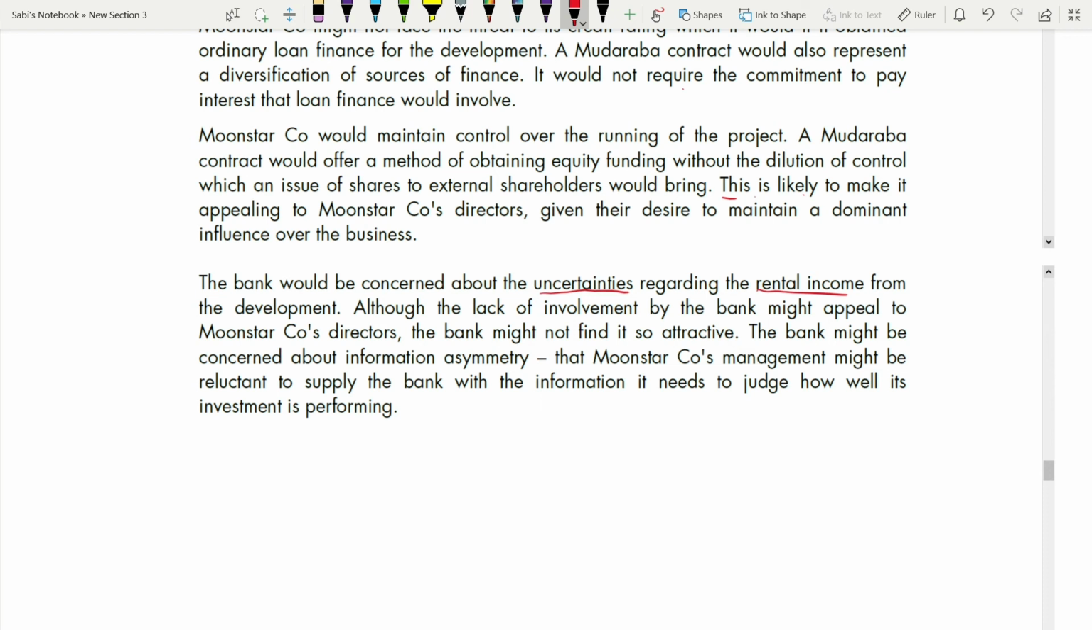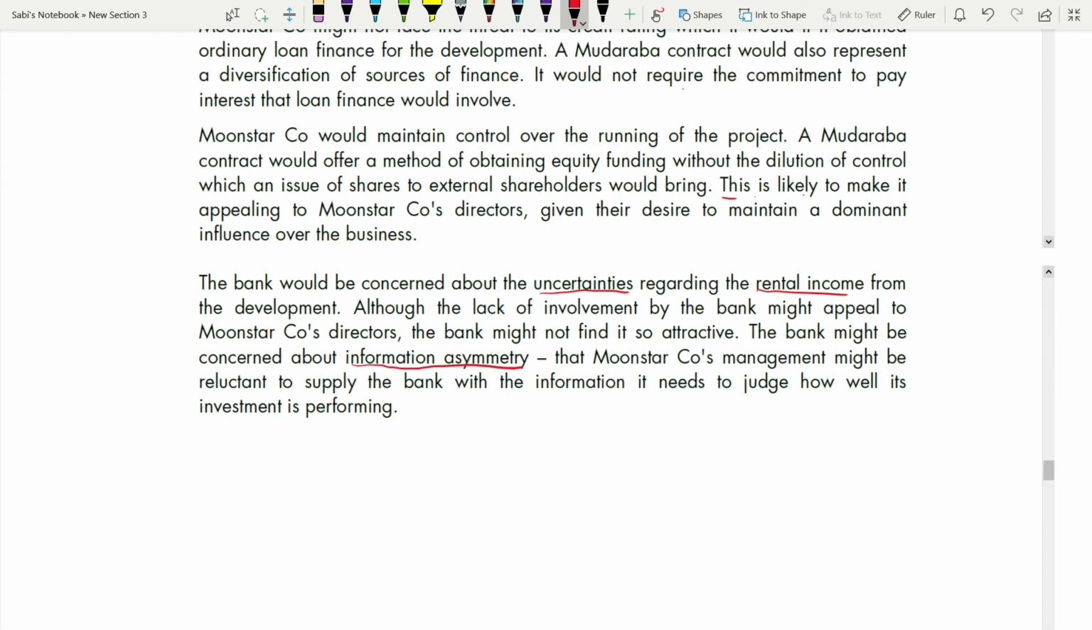There's a risk to the bank. When it's a loss, the bank is the one who has to suffer. So the bank might be concerned about information asymmetry, that Moonstar's management might be reluctant to supply the bank with the information it needs to judge how well its investment is performing.